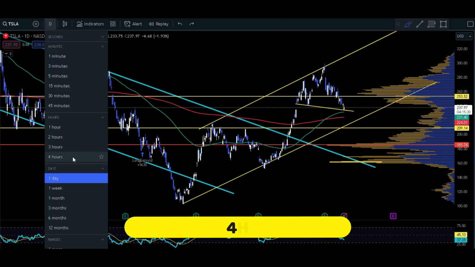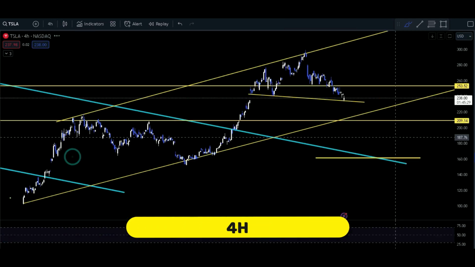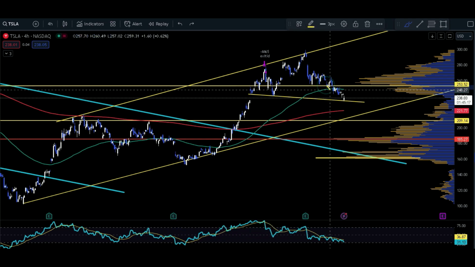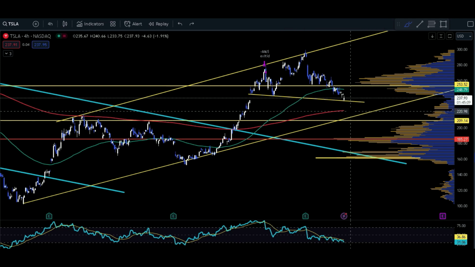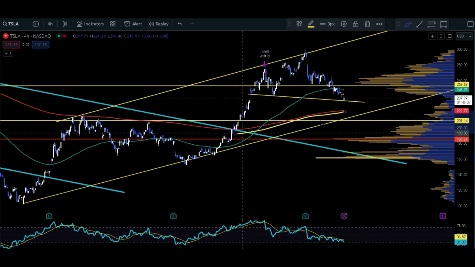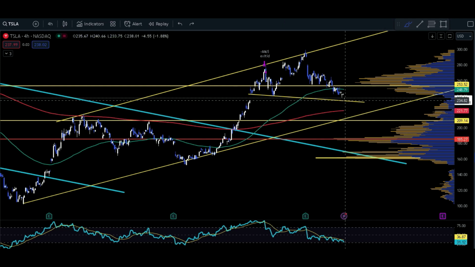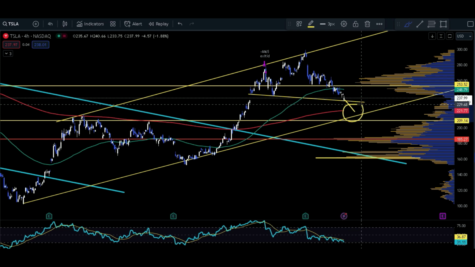Now let's quickly jump into the 4-hour and see what is happening. The one thing we can see over here is price is in a downtrend, but the RSI is not in that much of a downtrend. So once again, we are moving towards a bullish divergence. Also, the 200 moving average is sitting at $220 again. So continuously we are getting a sign that this area here, $210, $220, might be very important.